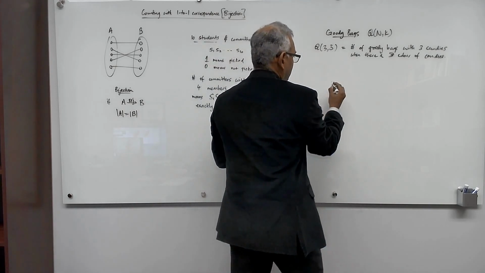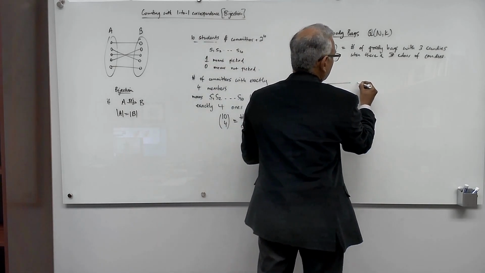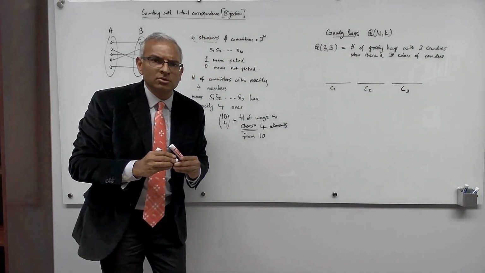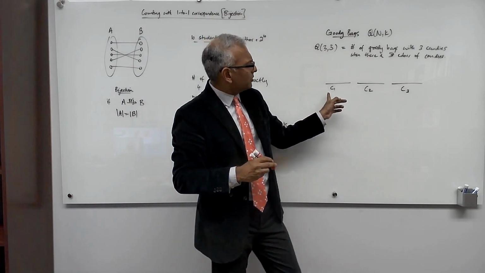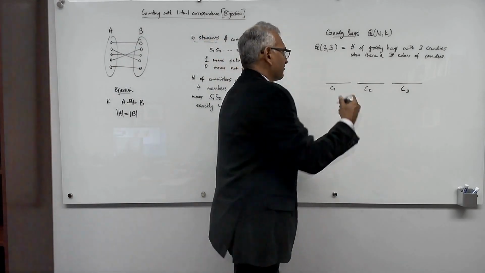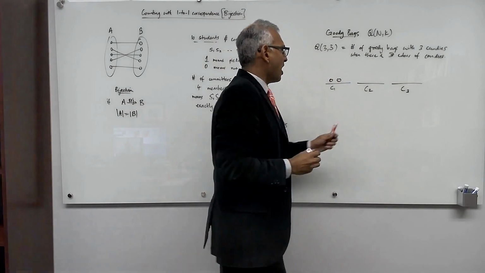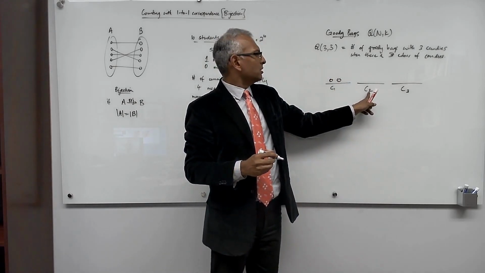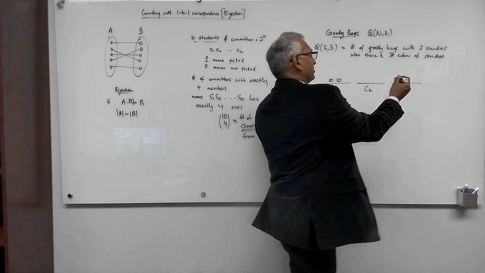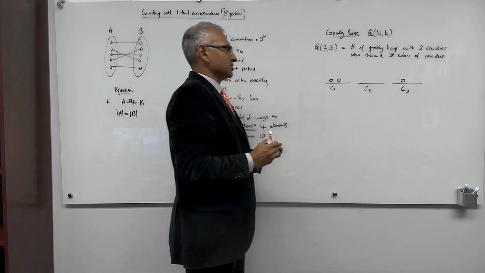So I have 3 colors. Let's call this color 1, color 2, and color 3. One way to tell you what's in this goodie bag is to tell you how many candies you have of color 1. Let's say you have 2. How many candies do you have of color 2? Let's say you have none. And how many candies do you have of color 3? In this case, you have 1 because there are 3 candies in total.